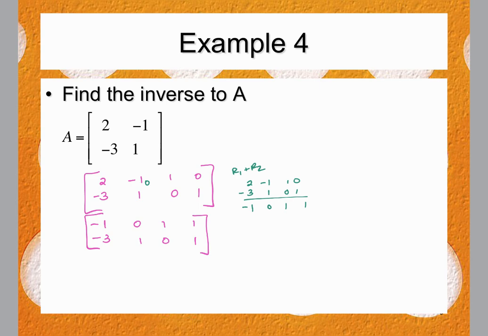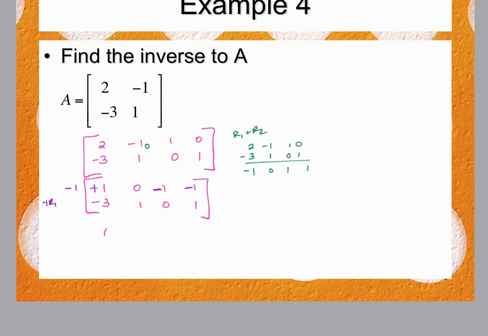Can you multiply row 1 by -1? Sure. So you can get the 1 here by multiplying by -1. So this becomes positive. 0 doesn't carry a sign. This becomes negative, this becomes negative. So you did negative 1, row 1. So I now have 1, 0, negative 1, negative 1, negative 3, 1, 0, 1.